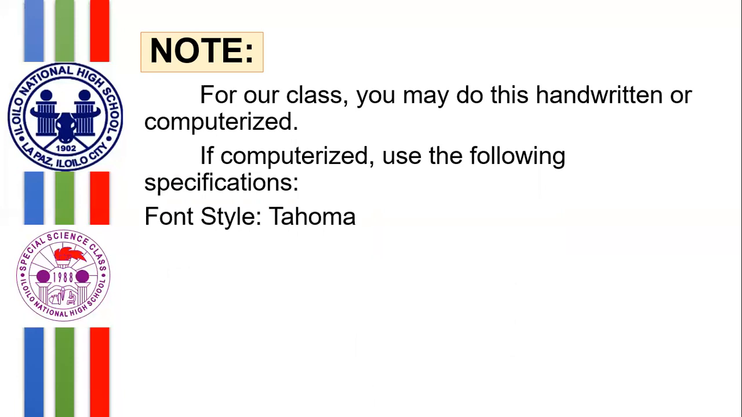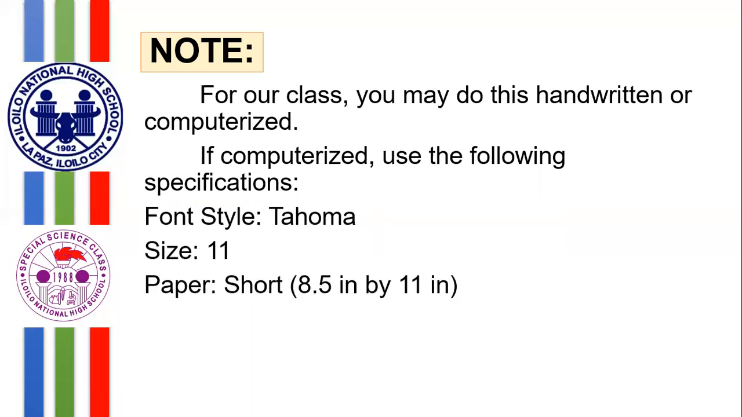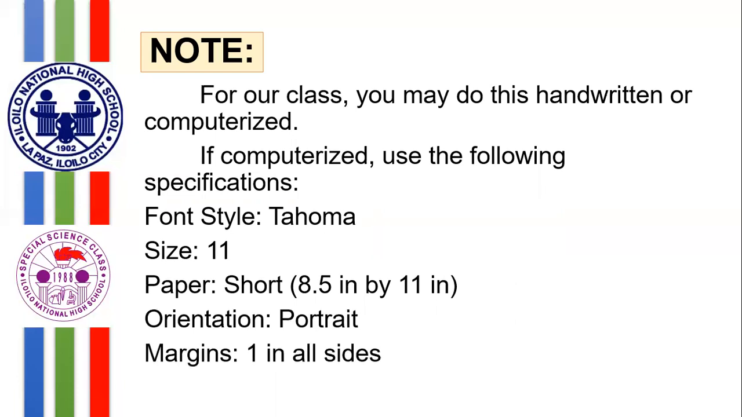For our class, we will be using Tahoma, size 11. And for the paper, short, that is 8.5 inches by 11 inches. The orientation is portrait, and the margins are 1 inch on all sides. And the spacing for the discussion is 1.5. Take note that this spacing is applicable for the discussion, but not for the entries on the table itself.